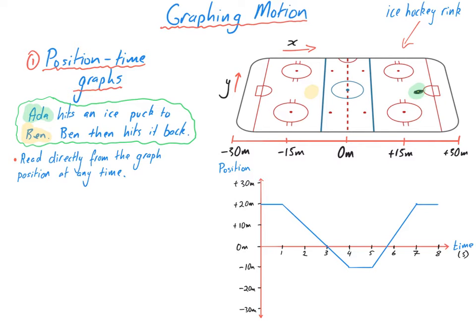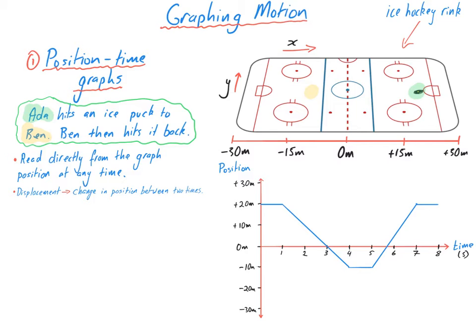Now over the 8 seconds of motion, let's consider the displacement and the distance travelled by the puck. So over the 8 seconds, the displacement is equal to the change in position. So it started off at the plus 20 metre position, and it finished at the plus 20 metre position. So the displacement of the puck here is 0 metres. Notice it doesn't matter what happened to the puck in that time interval, just the position that it started and finished in that time interval.